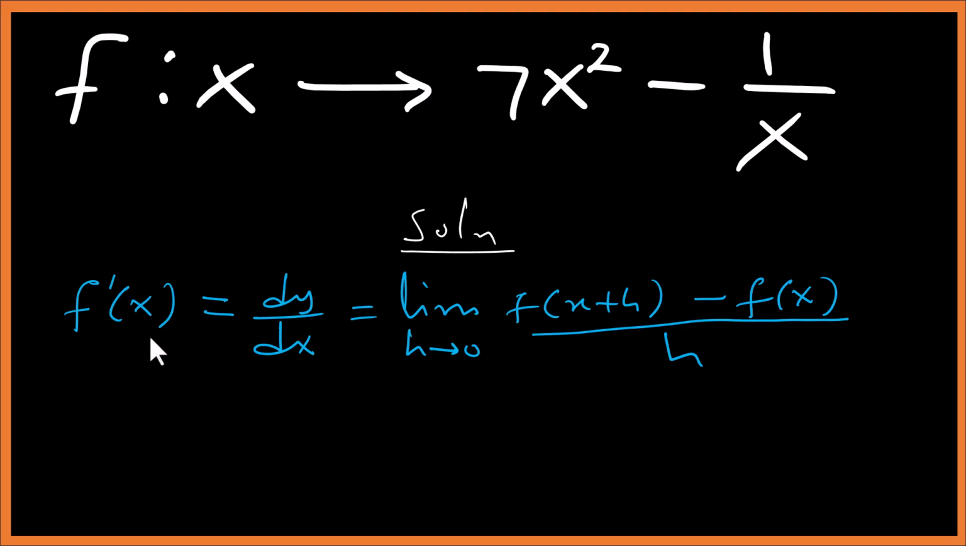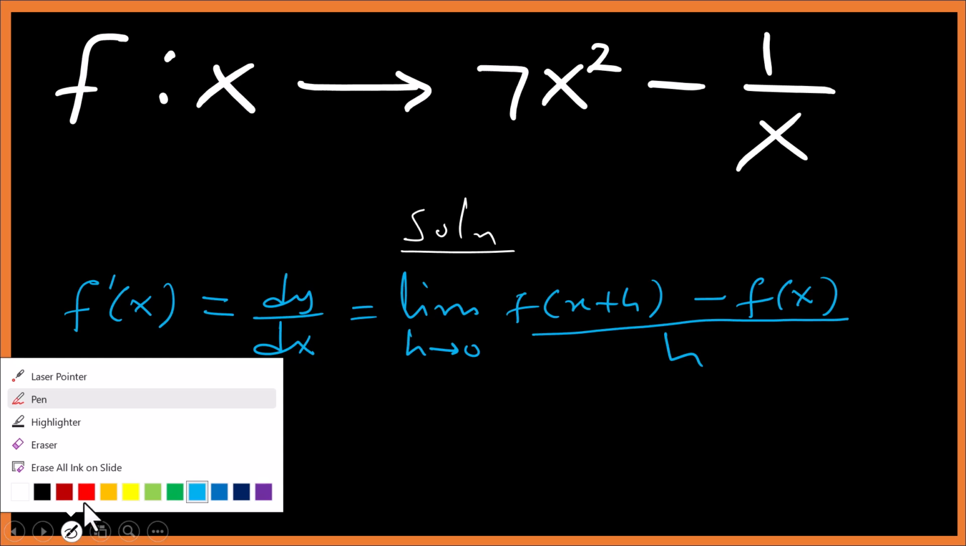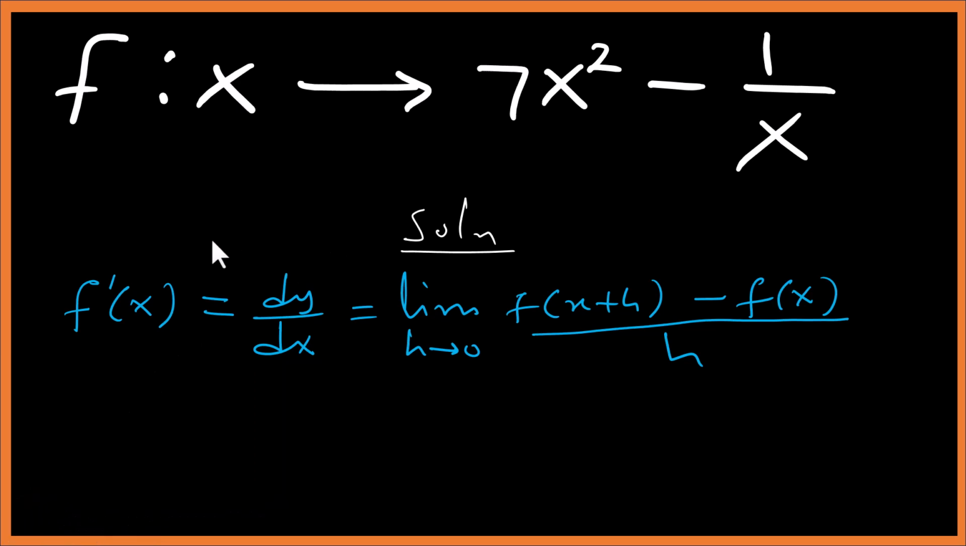Now let's pay attention here. We are going to differentiate with the help of this formula. This one is a functional notation, so f of x equals 7x squared minus 1 over x. So this is f of x. Let's find f of x plus h.